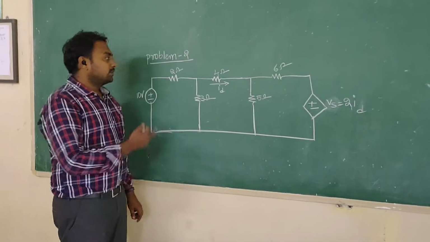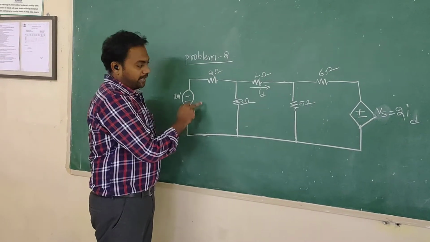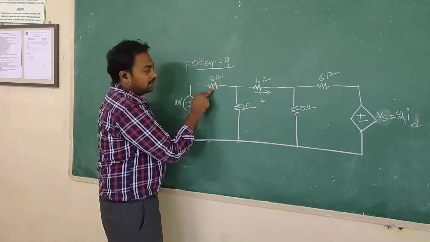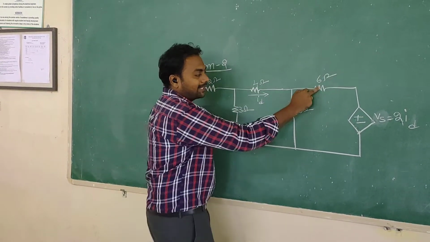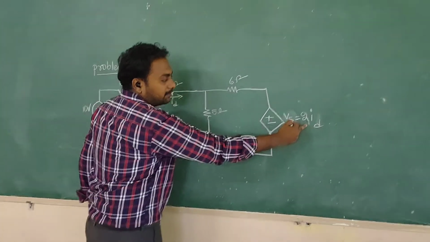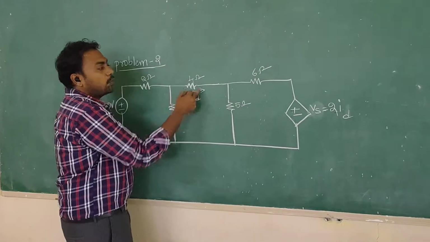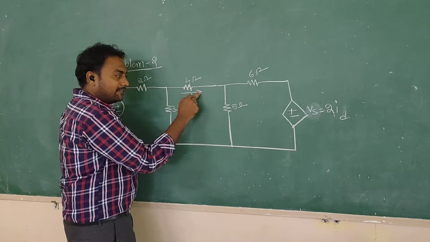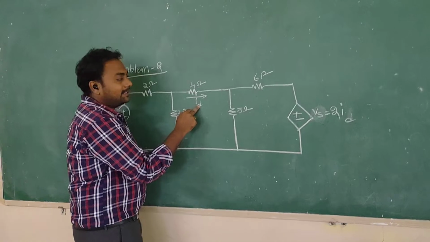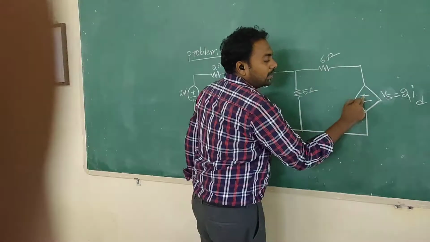Good morning, students. Today we are seeing another problem on dependent sources. In this problem we have three loops, one voltage source, and 2 ohm, 3 ohm, 4 ohm, 5 ohm, 6 ohm resistances. The dependent source is a voltage source dependent on current, because the value of Vs depends upon the current flowing through the 4 ohm resistor. In the given problem, ID is the dependent current, and two times ID gives the voltage source value.